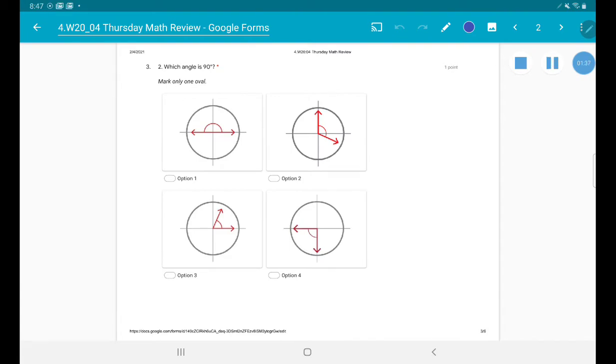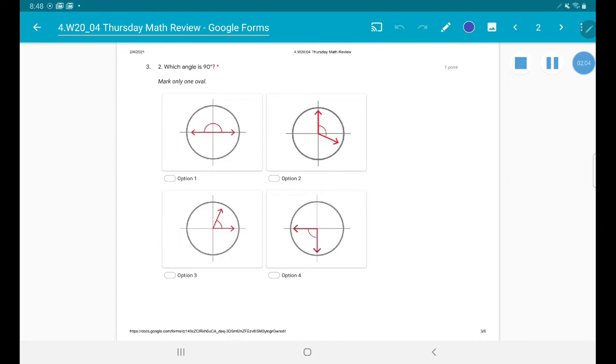The next question asks, which angle is 90 degrees? What do we know about a 90-degree angle, Olivia? It's like a square, like a part of a square. Okay, it'd make 2 sides of a square. What else, Cash? That it's a line. Well, all angles are made up of lines. Yeah, that's what makes an angle.